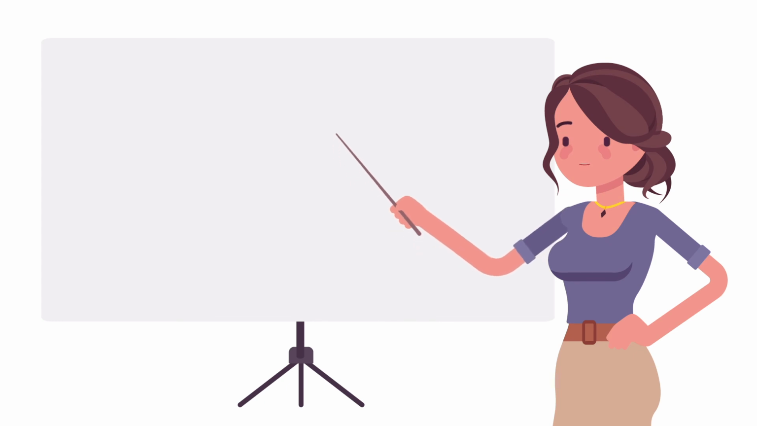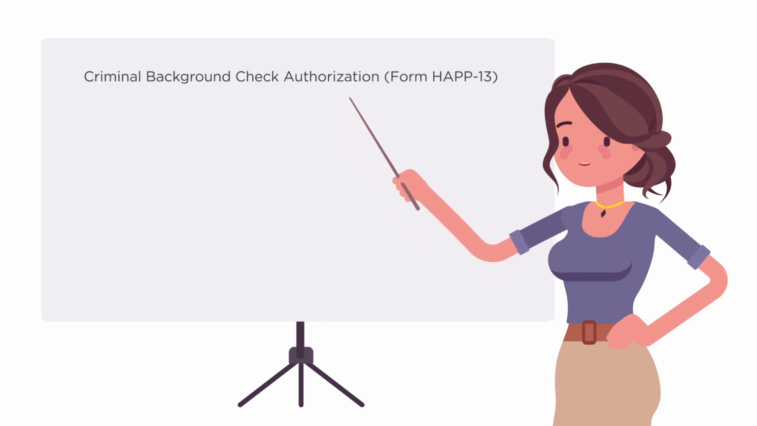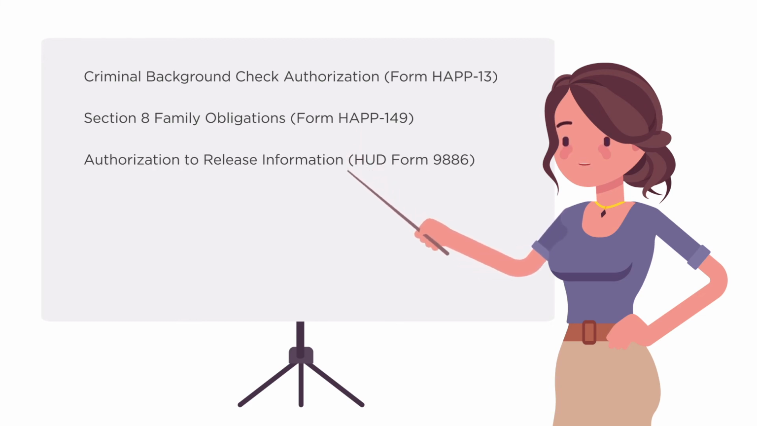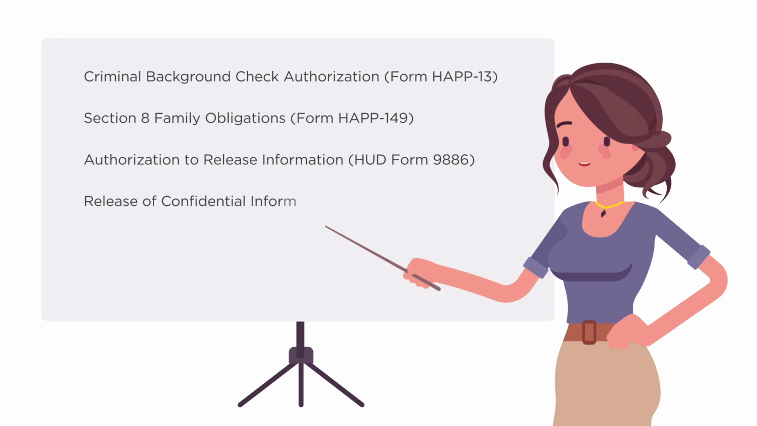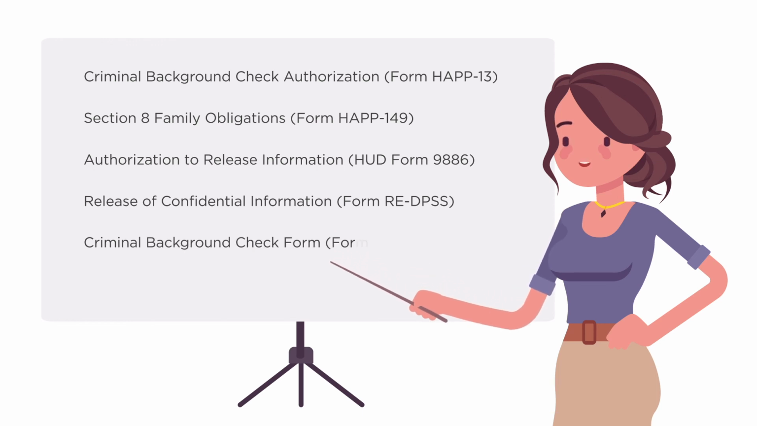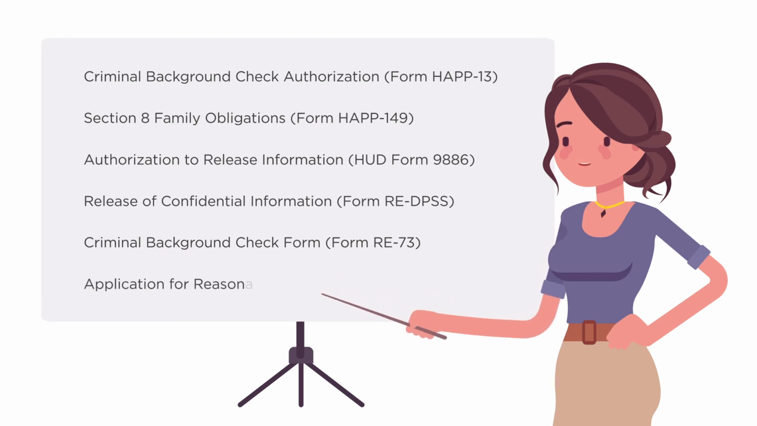The forms you are required to submit are Criminal Background Check Authorization, Form HAP 13; Section 8 Family Obligations, Form HAP 149; Authorization to Release Information, HUD Form 9886; Release of Confidential Information, Form RE-DPSS; Criminal Background Check Form, Form RE-73; and Application for Reasonable Accommodation, Form S504-02.